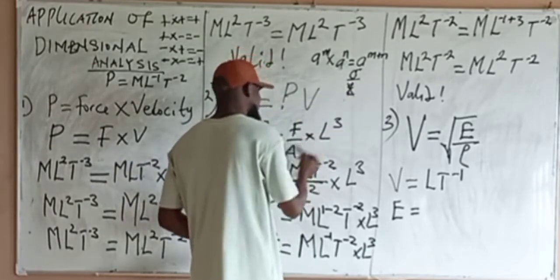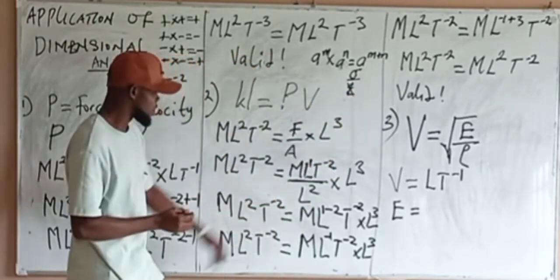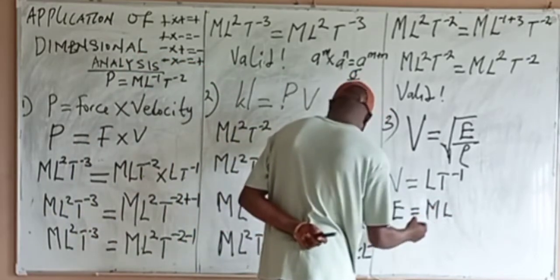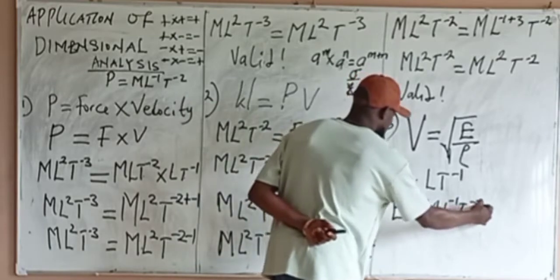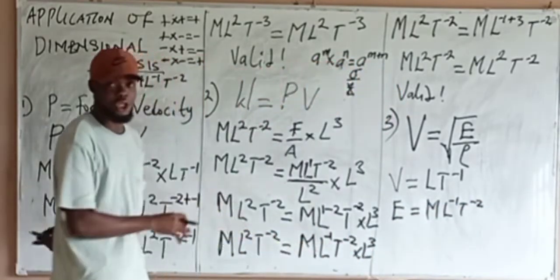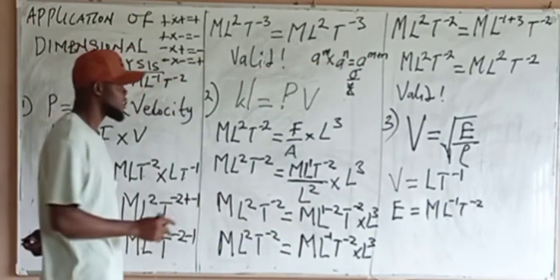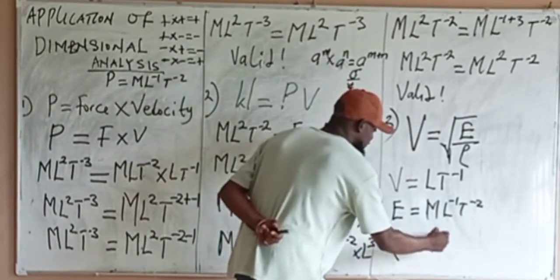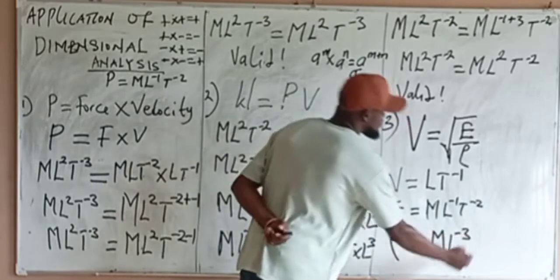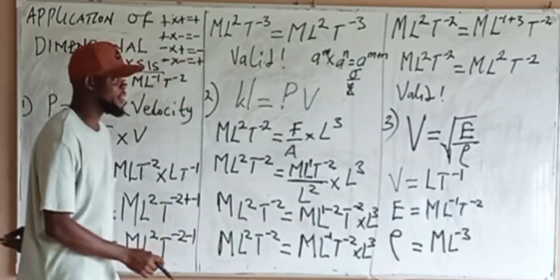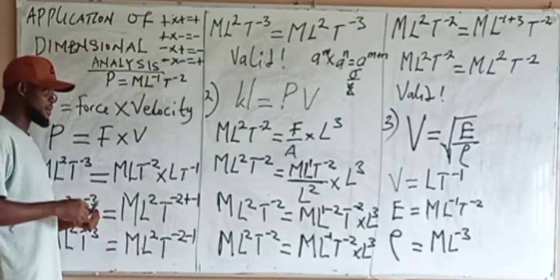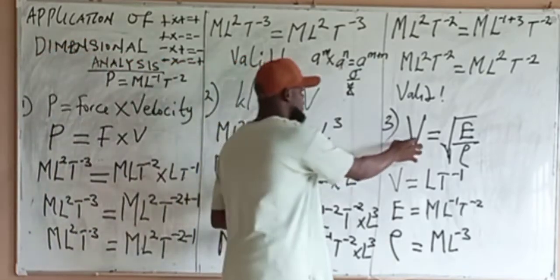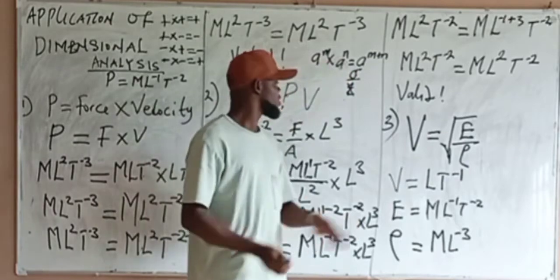And stress is force over area. You can also get the dimension out. So that will give us M L raised to power minus 1, T raised to power minus 2. That will be the dimension for Young's modulus, the same thing as pressure and stress. Then density, which is rho, has the dimension of M L raised to power minus 3. That is the dimension for density.